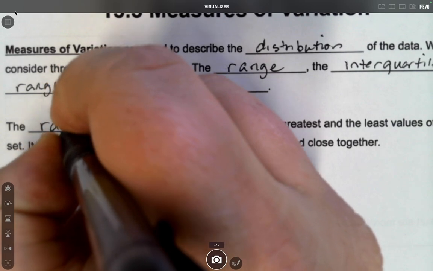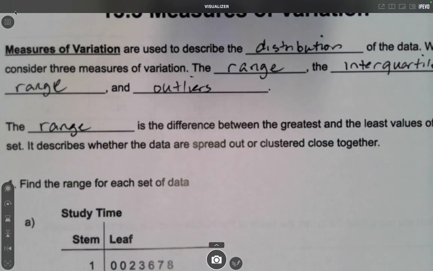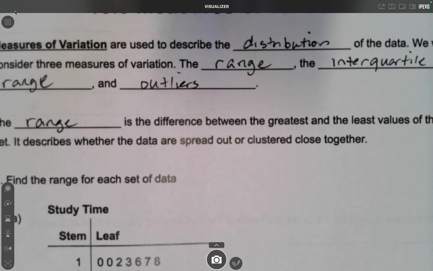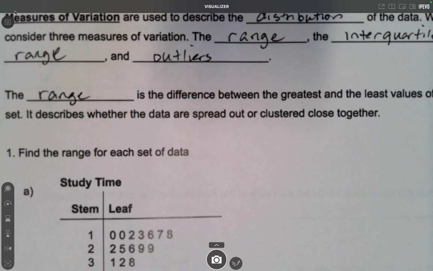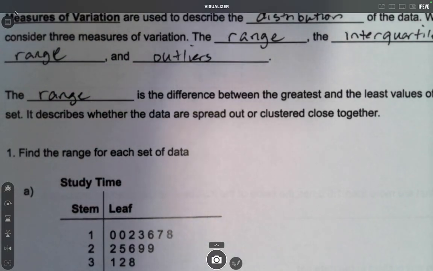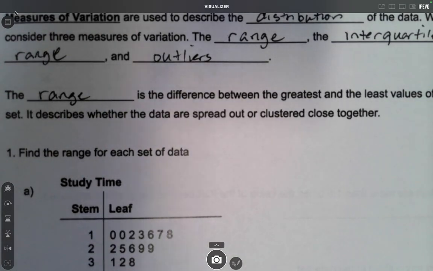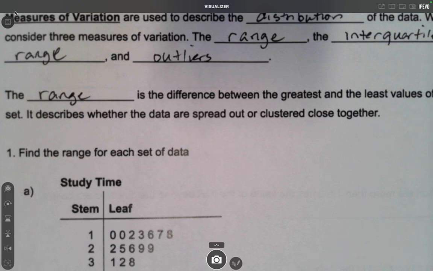The range is the difference between the greatest and the least values of the set. It describes whether the data are spread out or clustered close together. So for example, the range, if I look just at the students in my class, would just be like 1 year. Because for the 7th graders, in general, they're 12 or 13. So the oldest is 13, the youngest is 12. 12 minus 13, that's just a 1 year range.